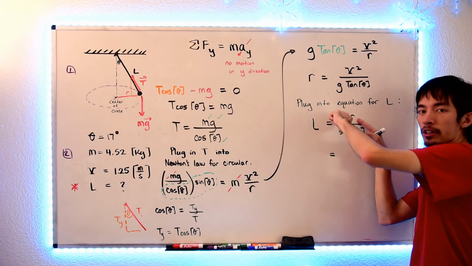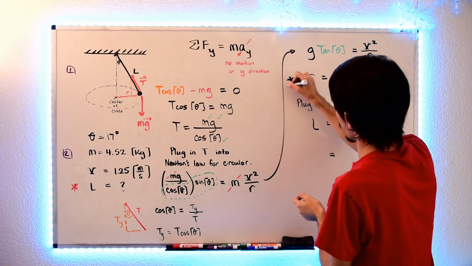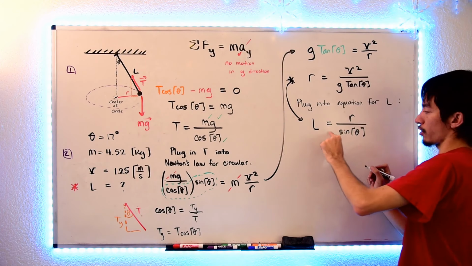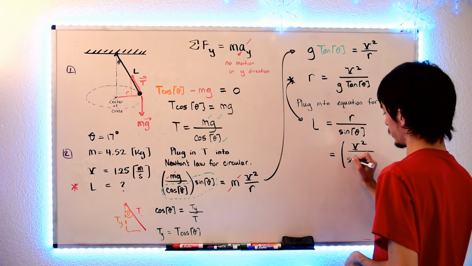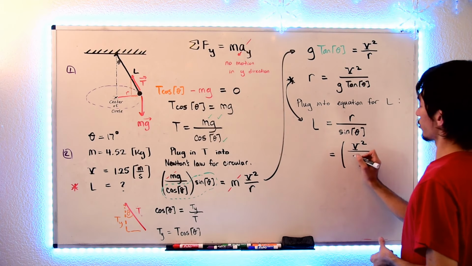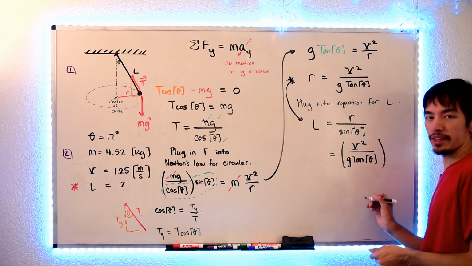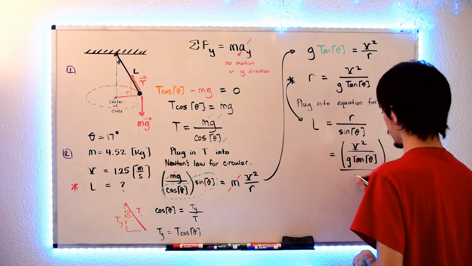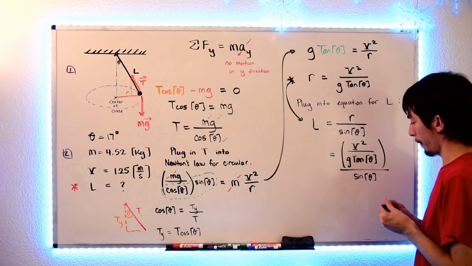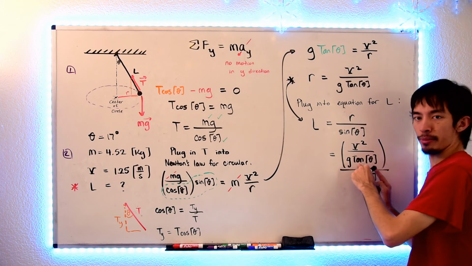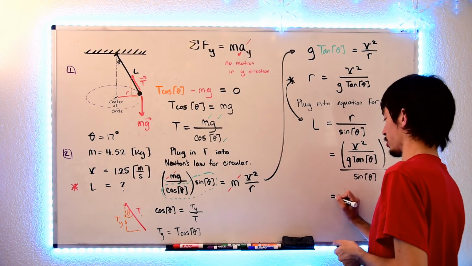We just needed r, so what we're going to do is drop this whole thing for r and just drop it into there. Okay. So L equals, in the top you have v squared over g tangent theta. And then this is all divided by sine theta. If you want to make this look a little bit cleaner, we can, or we could just drop it in. It doesn't really matter. At this point, I'm just going to drop it in.